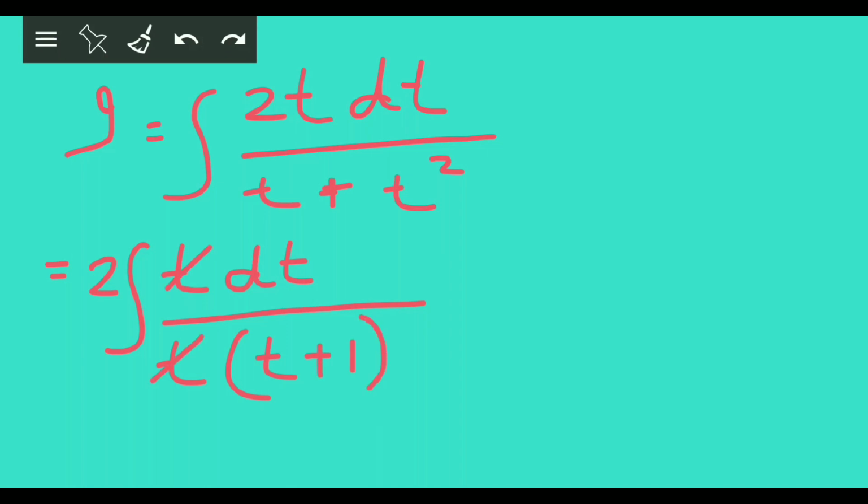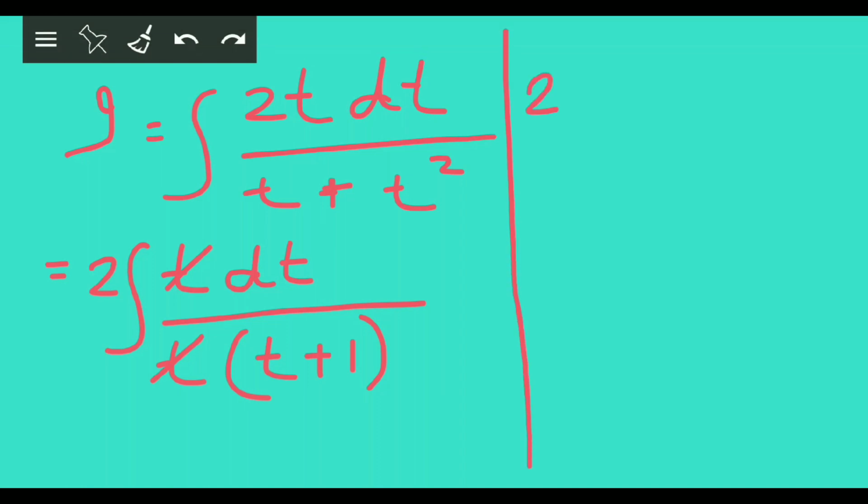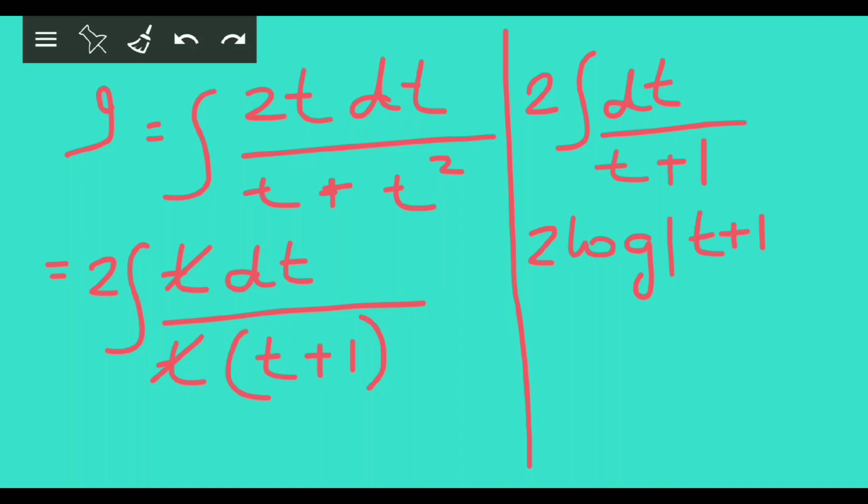Now, t gets cancelled. So, therefore, we get the integral as 2 integral of dt upon t plus 1. Okay. Now, the integral of 1 upon any variable becomes log, isn't it? So, this becomes 2 log t plus 1. So, that is a solution. Only thing is we have to resubstitute it. So, you can resubstitute it and complete the sum. Okay. So, just complete the sum. Resubstitute and complete it.